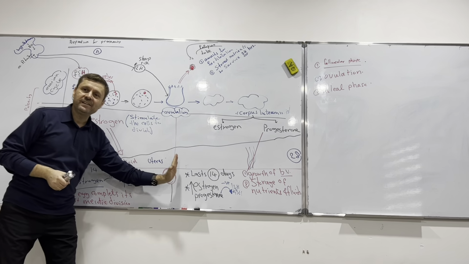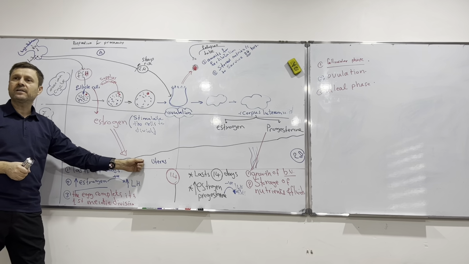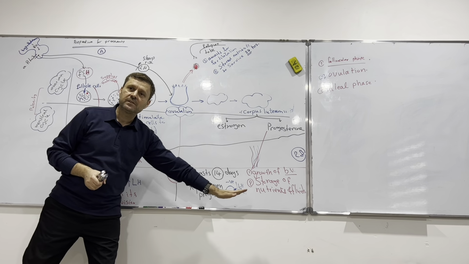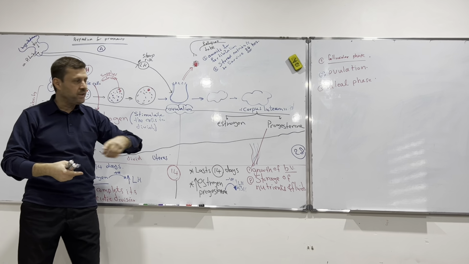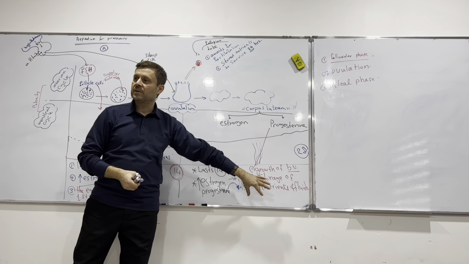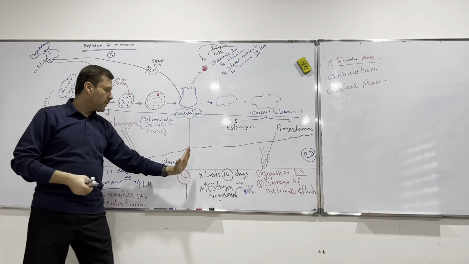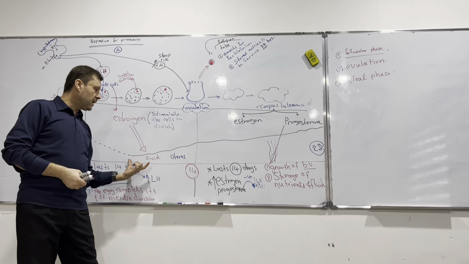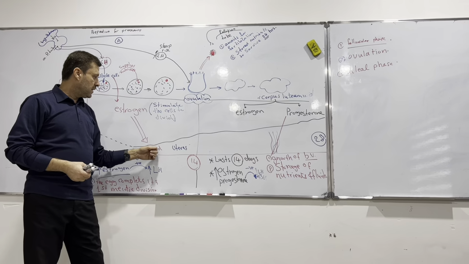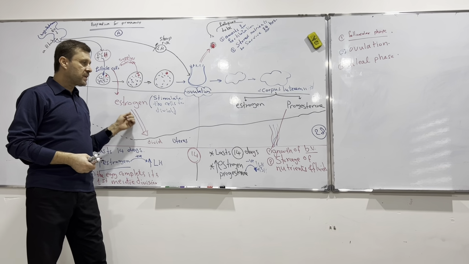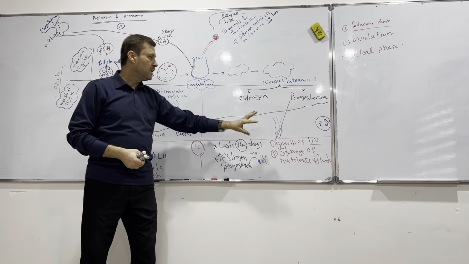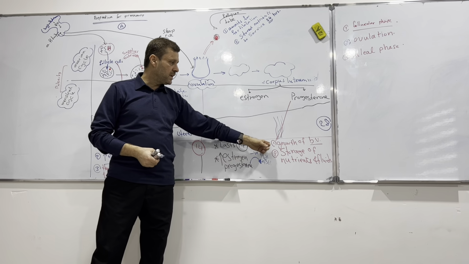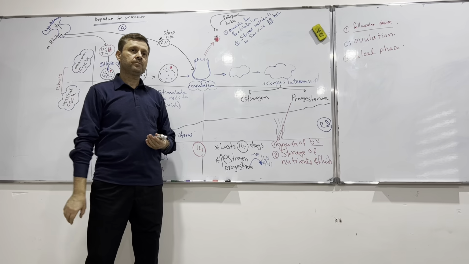Before 14 days, we have only cell dividing. But after 14, we have dividing, growth of the blood vessels and storage of nutrients. In the first half, only estrogen is present, so the cells divide. After 14, we have dividing, storage of the nutrients and growth of the blood vessels.